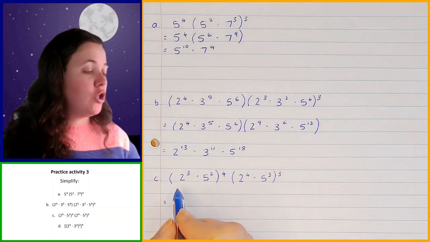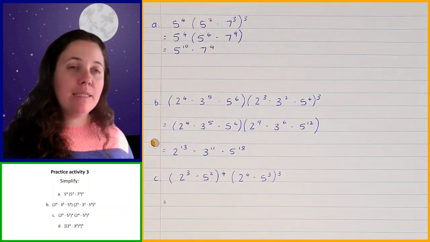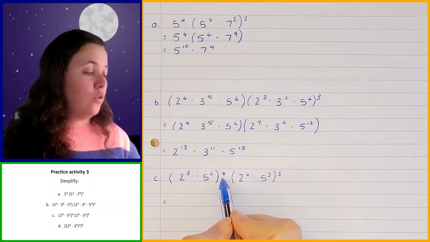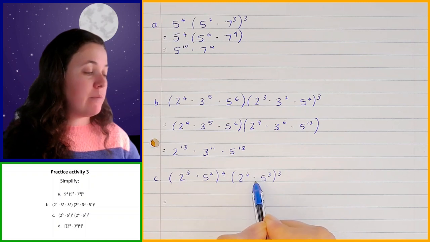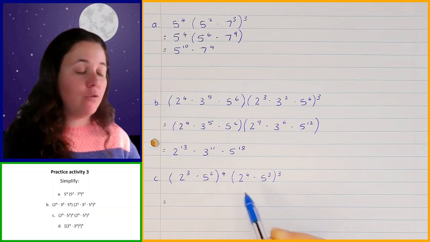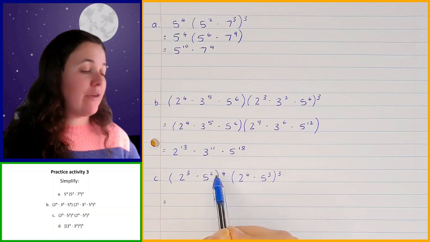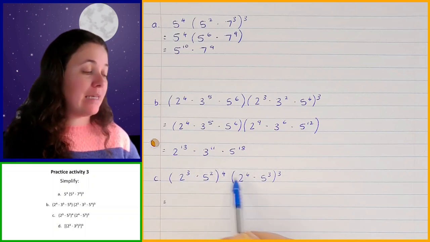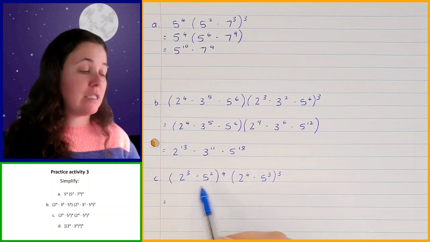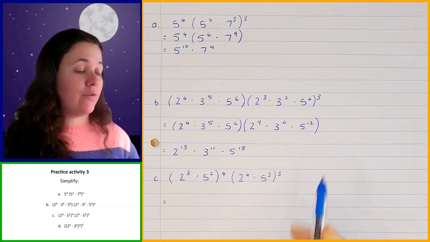we've got (2 cubed times 5 squared) in brackets to the power of 4. And then we've got (2 to the power of 4 times 5 cubed) in brackets to the power of 3. Okay, so now in this case, I've got an exponent for my first set of brackets and I've got an exponent for my second set of brackets. So I'm going to have to sort both of them out first.